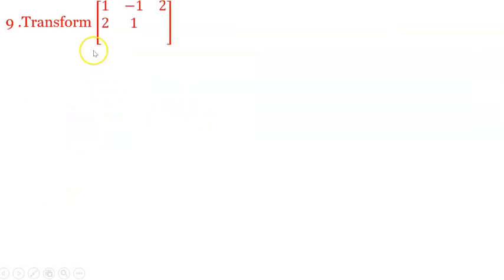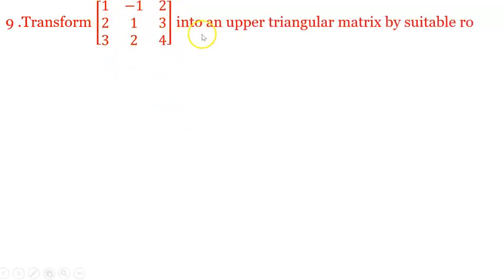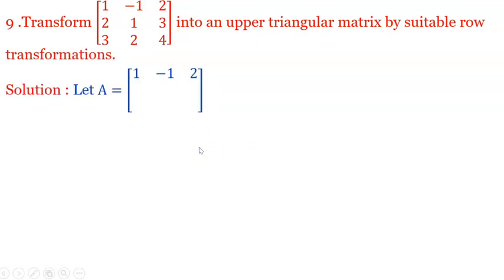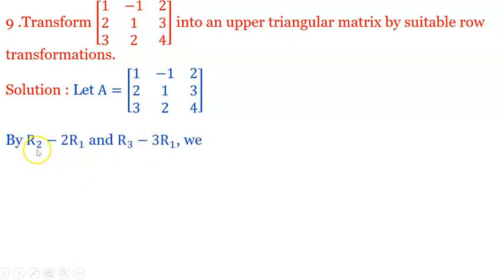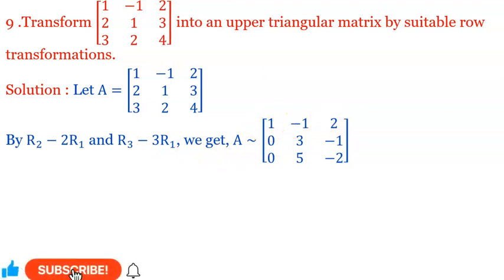Now next question, transform 1 minus 1 2, 2 1 3, 3 2 4 into an upper triangular matrix by suitable row transformation. To make an upper triangular matrix, first make these two elements 2 and 3 zero by the operation R2 minus 2 times R1, and the next is R3 minus 3 times R1. Then 1 minus 1 2 remains as it is. And next, here 2 minus 2, you will get 0.